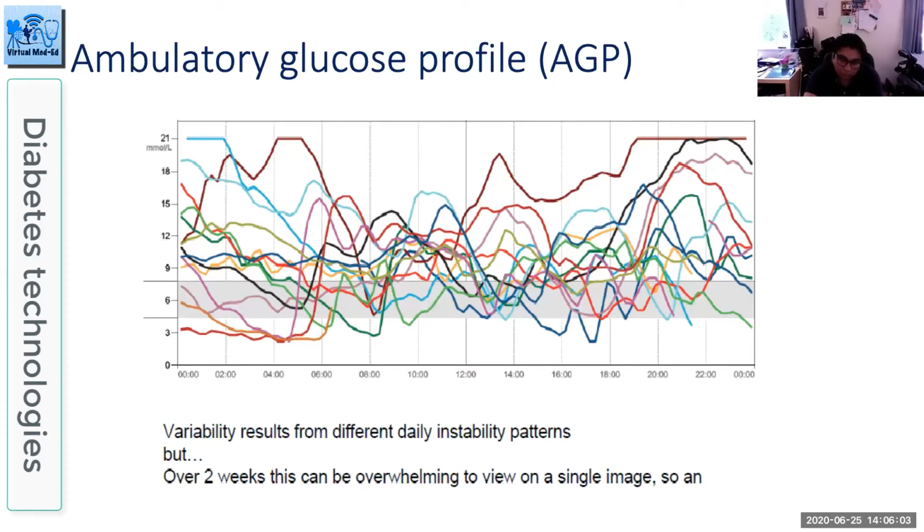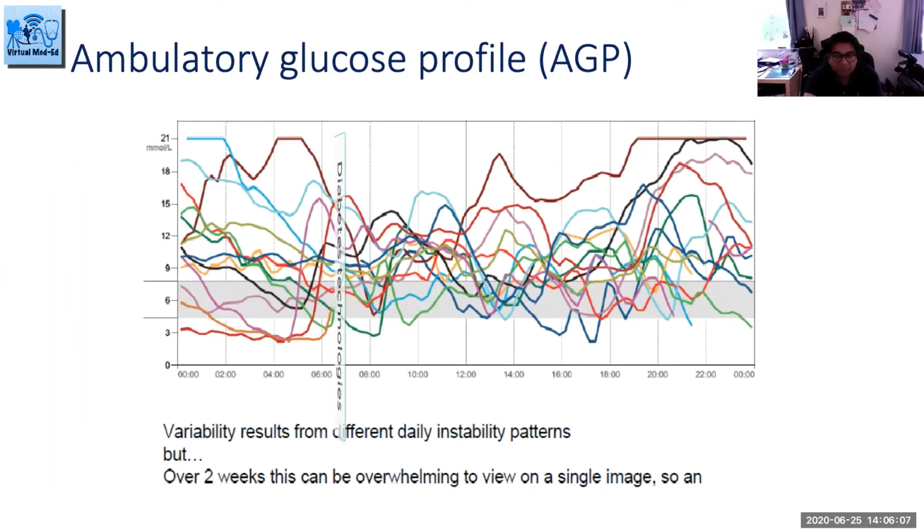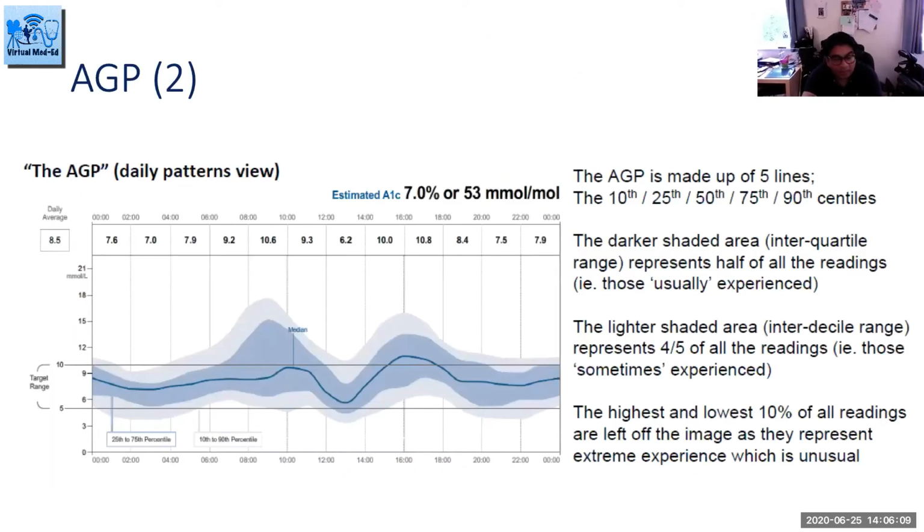So consequently, there was a consensus looking at how we should present the data in the form of what we call ambulatory glucose profile. And this is a very nice summation of typically a 14-day data. And what it does really, it puts it in a very nice format in terms of interquartiles. So if you look at the dark blue line, that's your median line, and that tells you, in inverted commas, what your average.